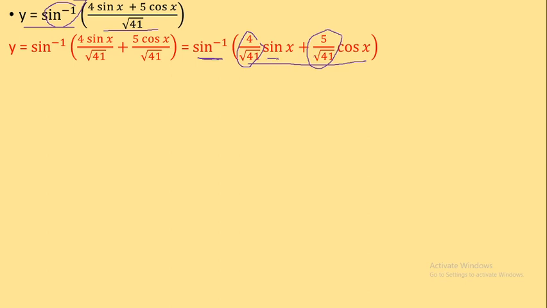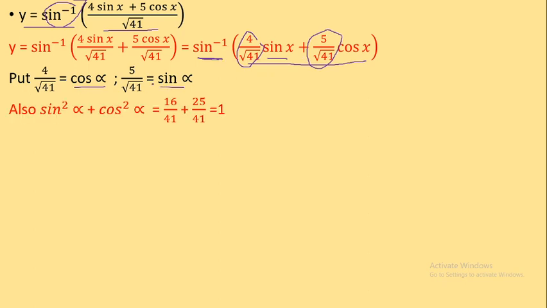As you have sin here, we will have to make it cos, because the formula sin A cos B plus cos A sin B is formed there. So how is the substitution here? Substitute 4 upon root of 41 as cos alpha and 5 upon root 41 as sin alpha. This is cos alpha and this is sin alpha.